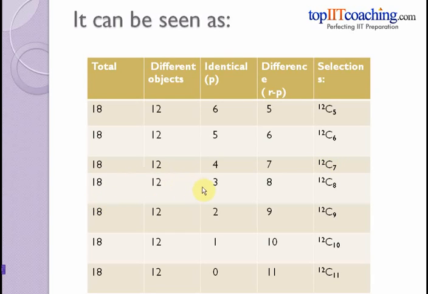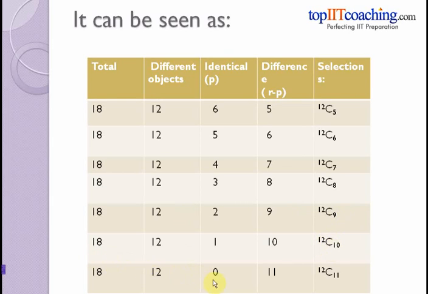For the next case, let us say we choose 3 identical objects. Now we need to choose 8 different objects from a set of 12 objects. So the total number of selections becomes 12C8. In the next case, let us say we choose 2 identical objects. So we have to choose now 9 different objects from a set of 12 different objects, which can be done in 12C9 ways. The next case would be we choose 1 identical object. So again, the number of different objects we have to choose is 10, out of a group of 12 different objects. So this becomes equal to 12C10.